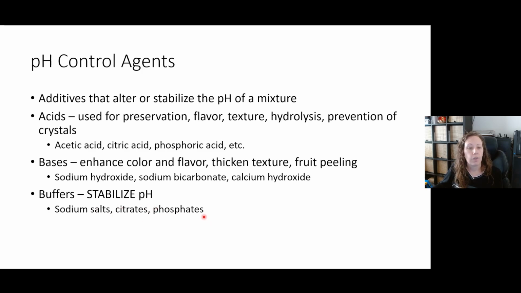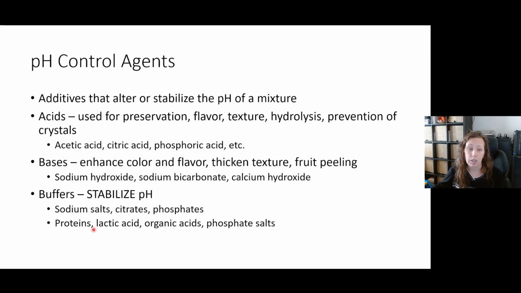Citrates, phosphates. Phosphates are also a base that is used as a buffer, and phosphates are a very good buffer at keeping the pH usually at just a slightly basic point. Usually it's somewhere around the 7.5 to 9 range that phosphates keep the pH at. Or they can be used to raise the pH and keep it at a certain level.